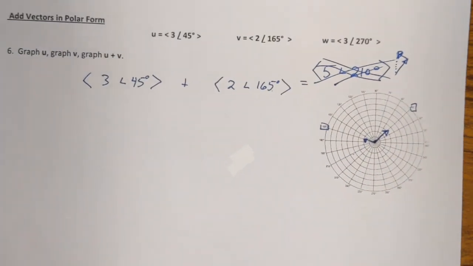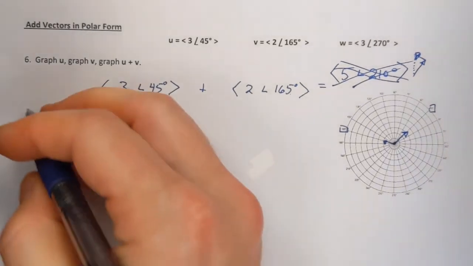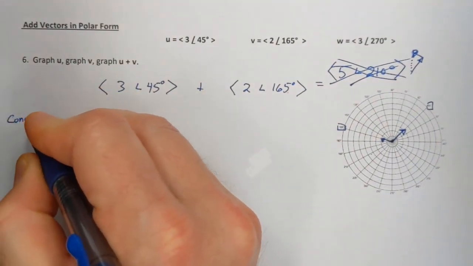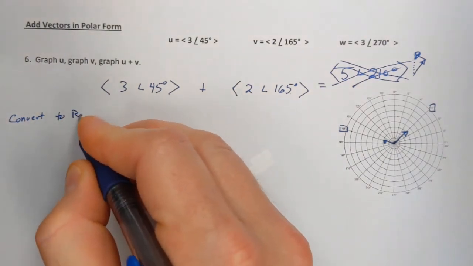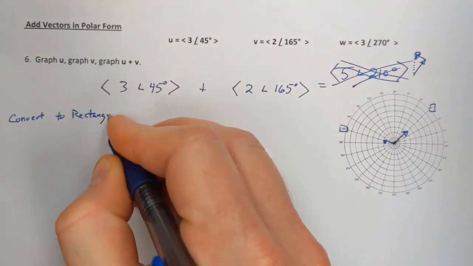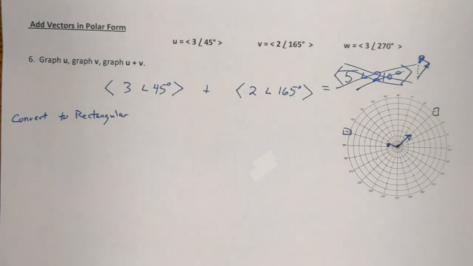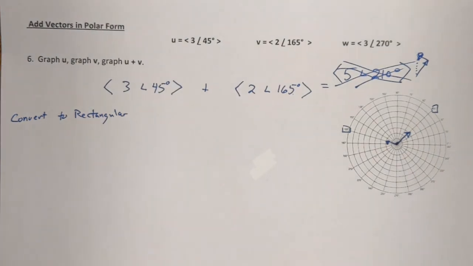So what do we have to do? What we're going to have to do is convert these polar coordinates to rectangular, and then add those rectangular vectors together. And then once we get that answer, we're going to have to convert it back to polar.